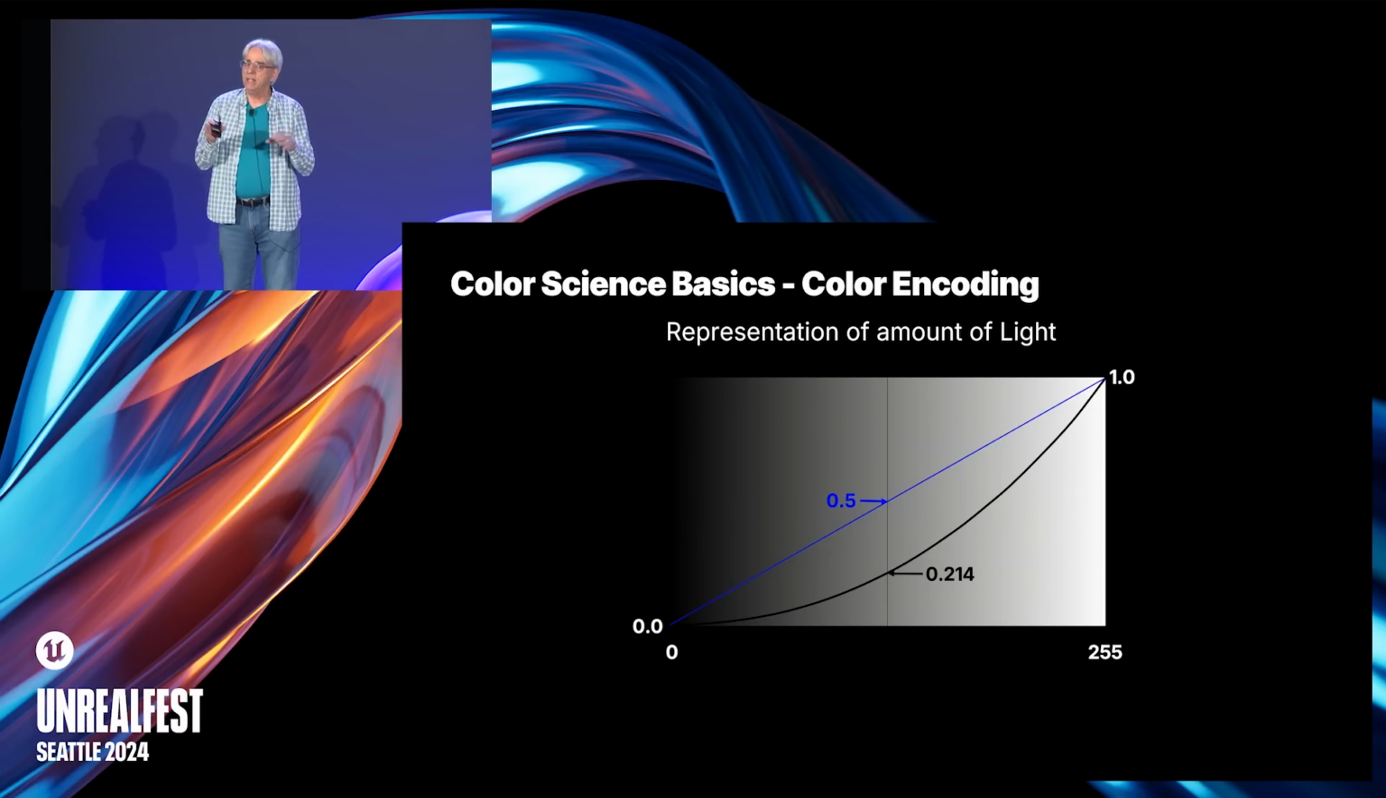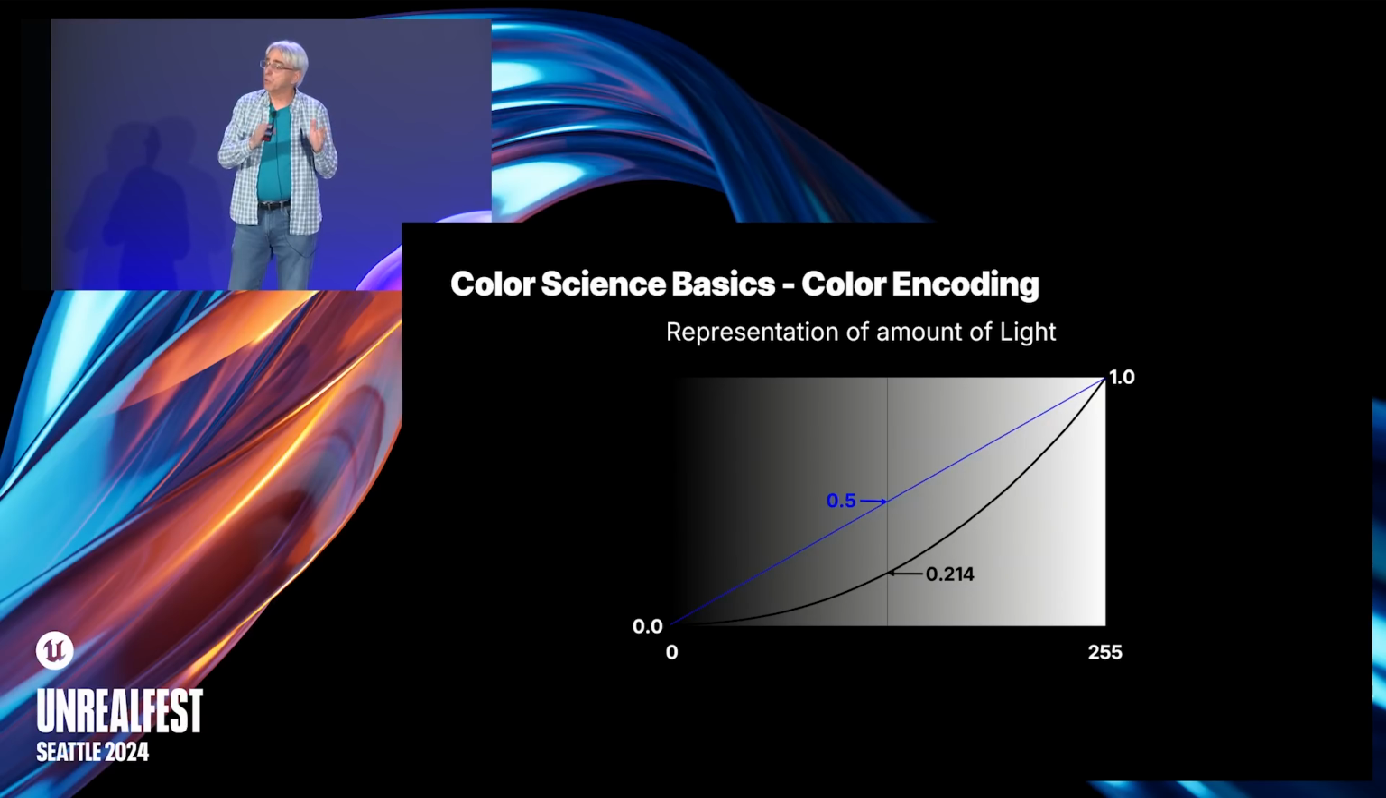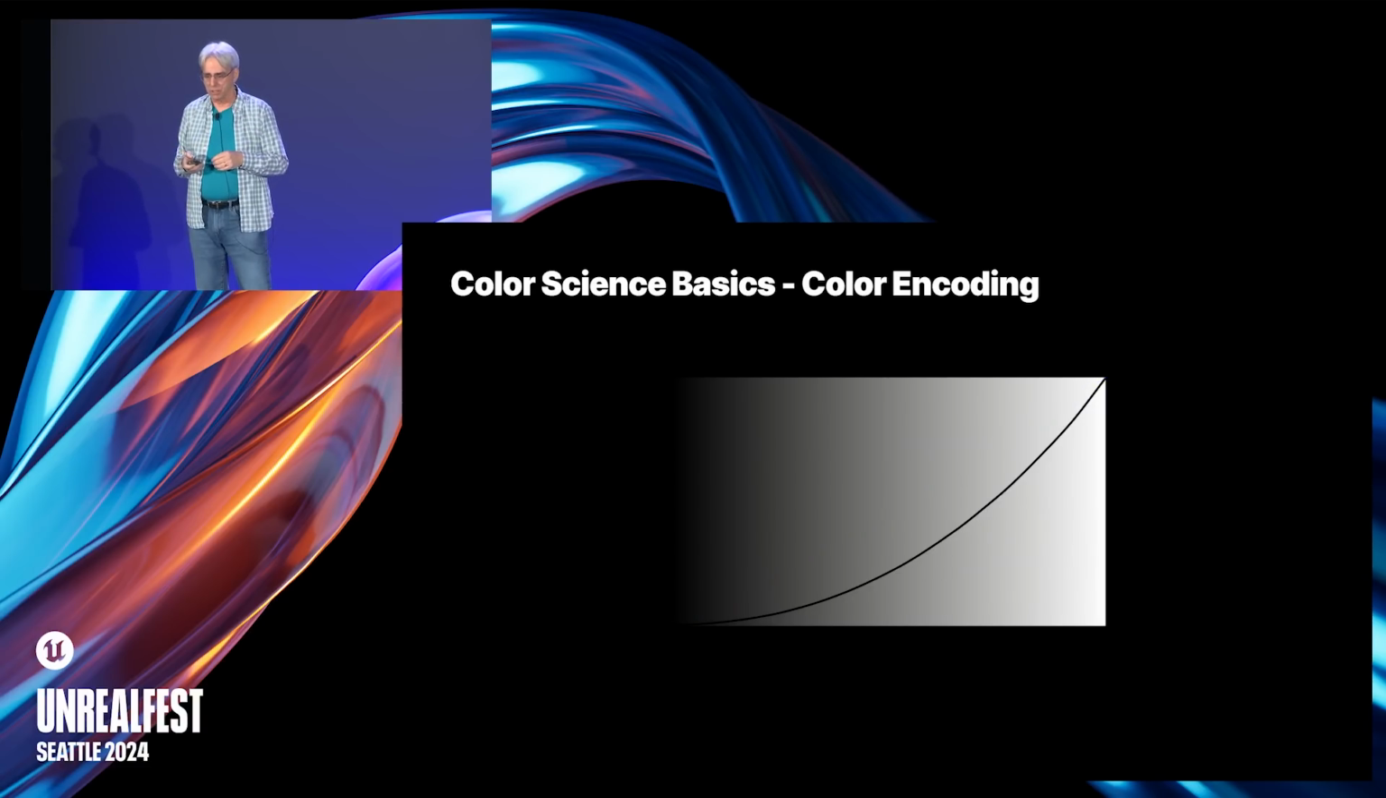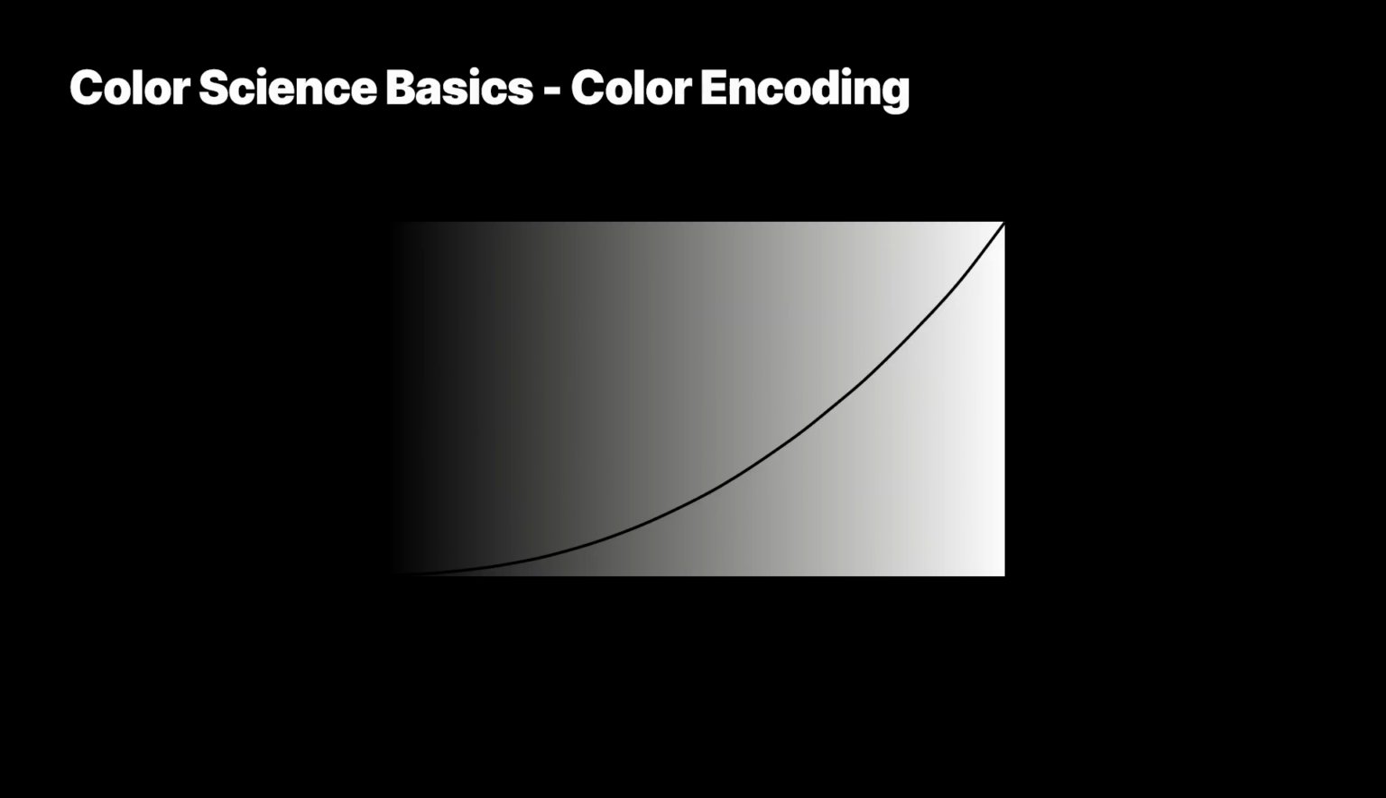And so we need to put the numbers in the right place so that when we use little bitty numbers like that, we can actually change it. And so we need some sort of curve like this. And in this particular case, this color encoding is called sRGB, which is unfortunate because, as we saw earlier, there's also a color space called sRGB. So we need to keep track of those two separately.